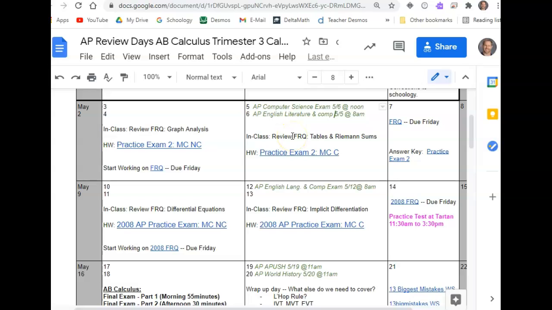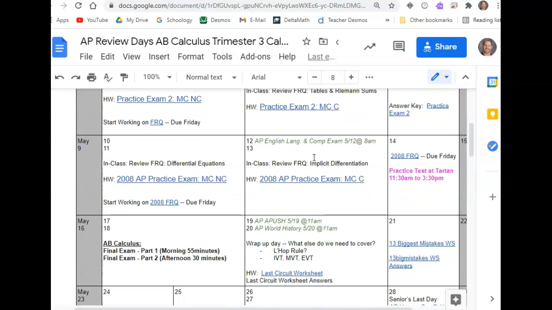So think ahead. Clearly, if you have other AP classes that require a lot of work, you should balance that. And if you don't get through one full practice exam, it's not the end of the world. But if you want to be very well prepared, taking advantage of what we have here will give you that. So let's look at the third week here. We're going to do the 2008 practice exam, and this is the exam that, if you would like to come into Tartan, you could take.